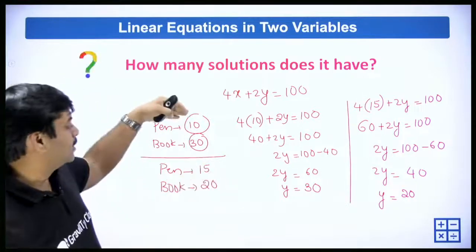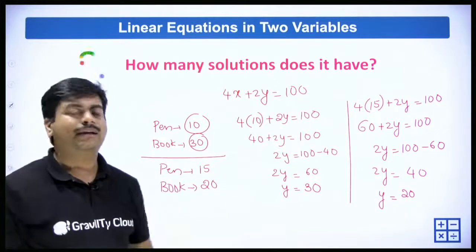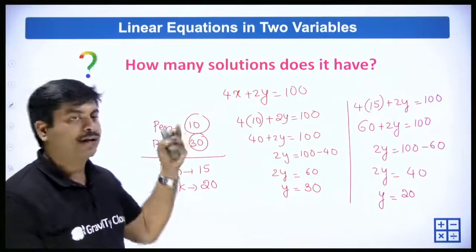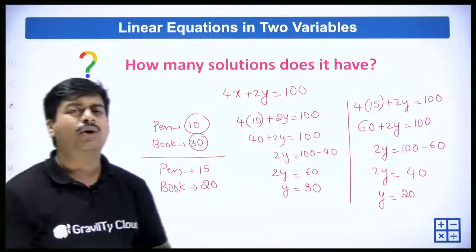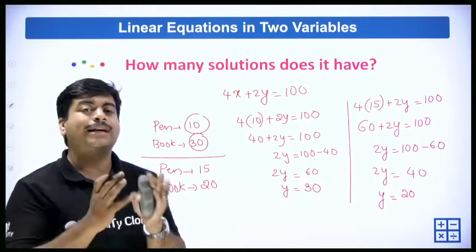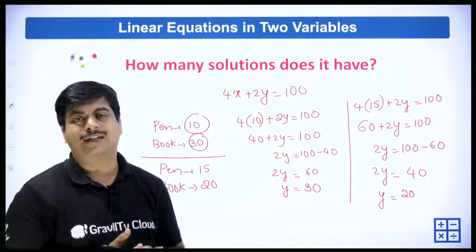Okay, I took pen as 10. The other case, pen as 15. Some other friend can take the possible value of pen as 5 rupees. You may start with taking pen as 20 rupees. So it all depends on the value of x or y which we actually start with, correct?